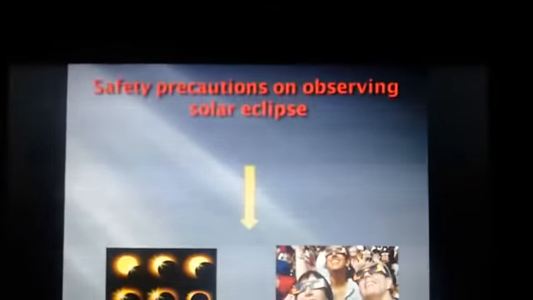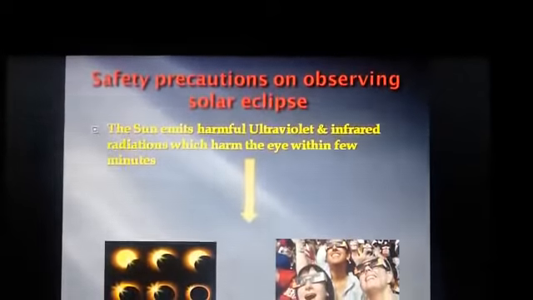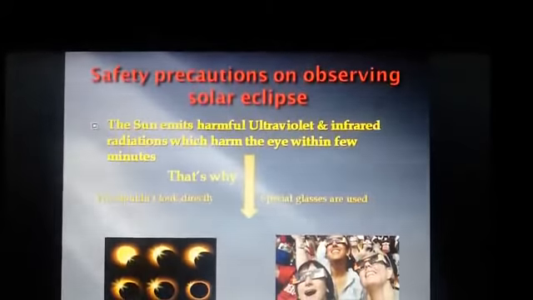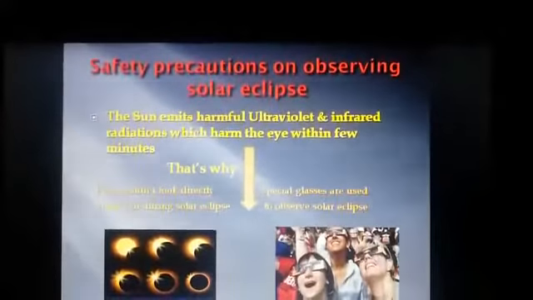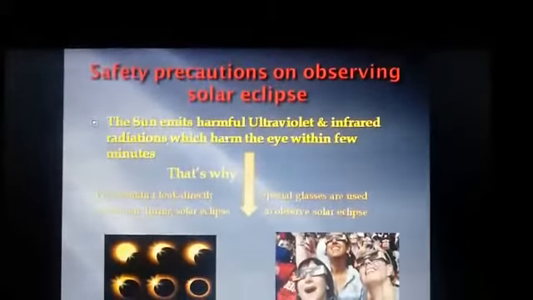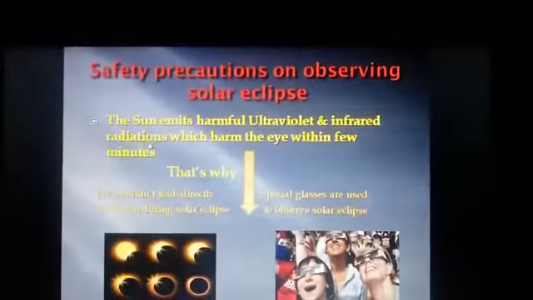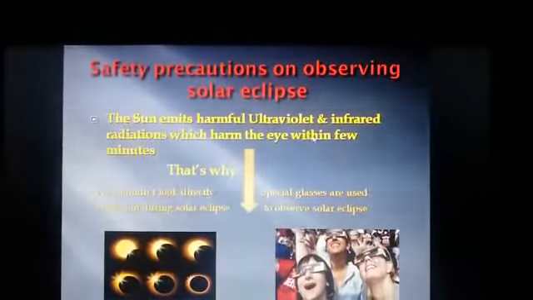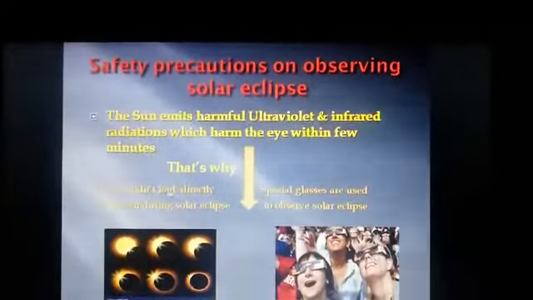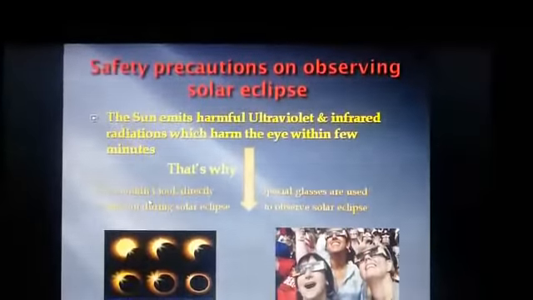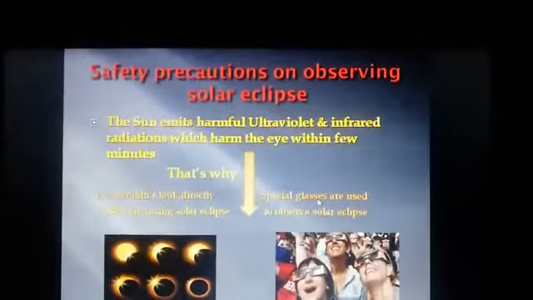Can we observe solar eclipse safely? Yes, we can, but only by using special glasses. Why? Because during solar eclipse, the sun emits harmful ultraviolet and infrared radiations, which harm the eye within a few minutes. It may cause blindness if you look directly at the sun. So, to observe solar eclipse, we must wear special glasses.